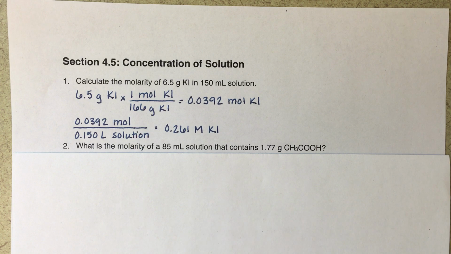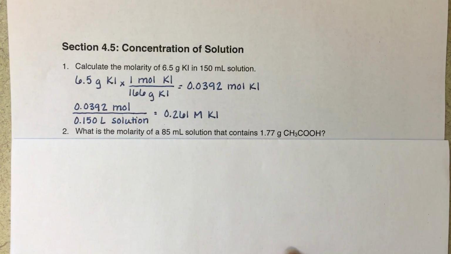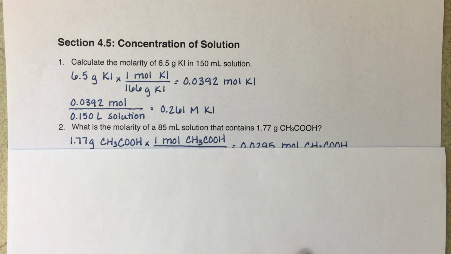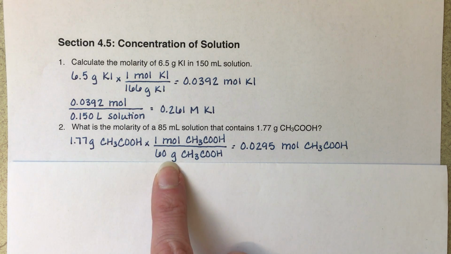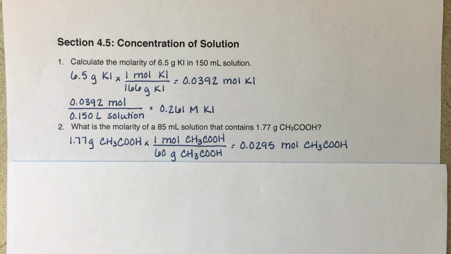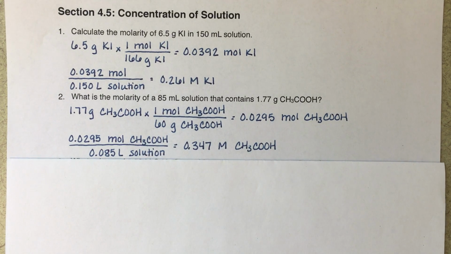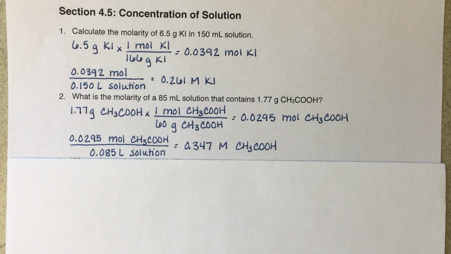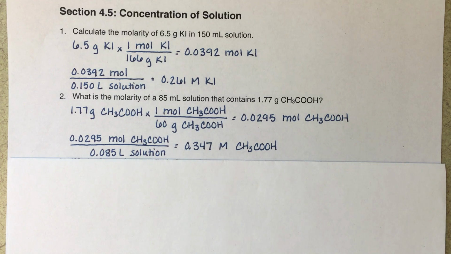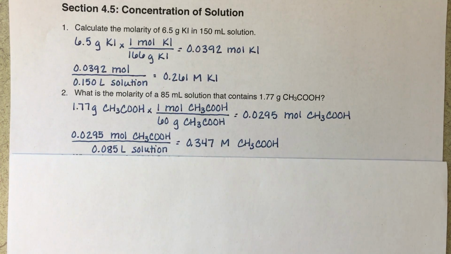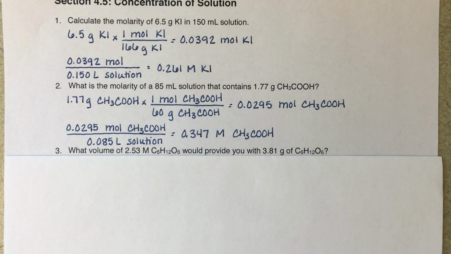Second problem is pretty much exactly the same. We have 1.77 grams of CH3COOH. So our first step is to convert that into moles using the molecular weight of CH3COOH. Once we know how many moles we have, we're going to plug that into the equation for molarity, dividing by the volume in liters, and we get 0.347 molar CH3COOH.